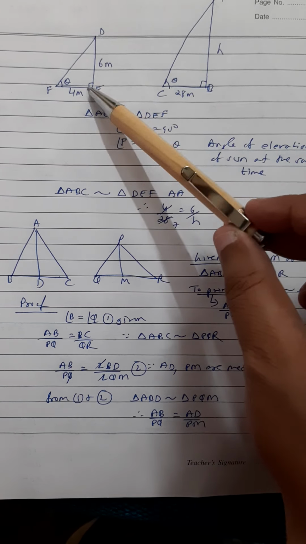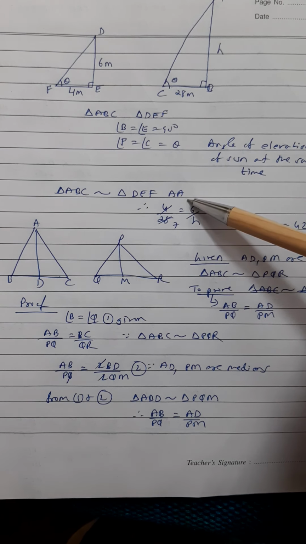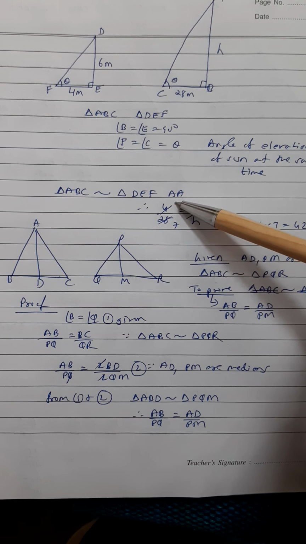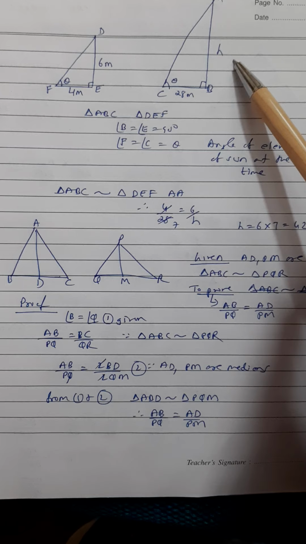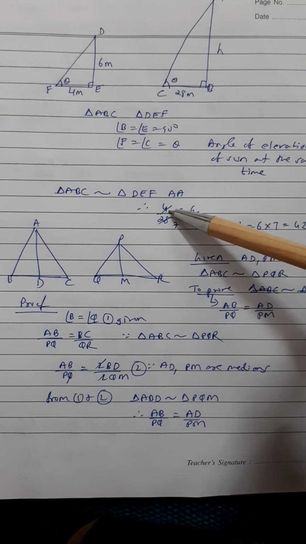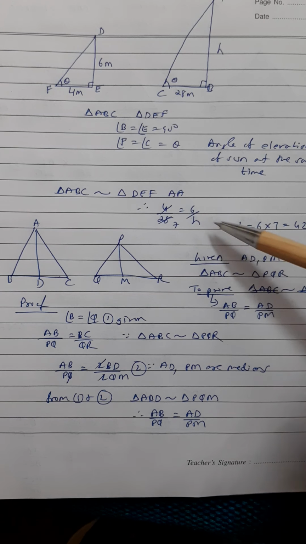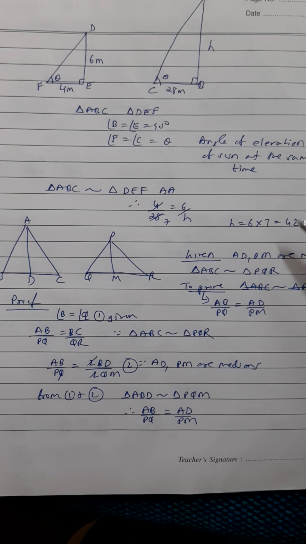And these are obviously 90 degrees, because both of them are vertically placed on the ground. So triangles are similar. If the triangles are similar, the sides are in proportion. So 4 by 28 will be equal to 6 by h. Sides are in proportion. 4 by 28 is 6 by h. 4 goes 7 times, and then we cross multiply. So the height of the tower will be 42 meters. Right? So final answer, we will say the height of the tower is 42 meters.